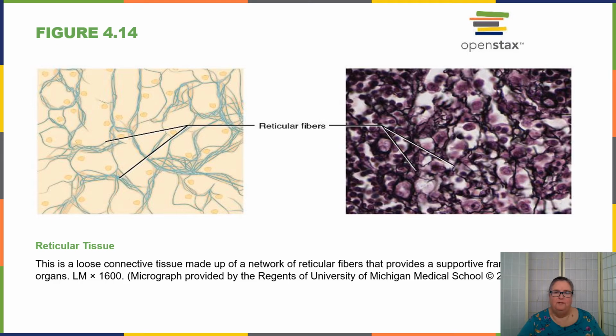An example of loose connective tissue, we see some reticular fibers, so these are small fibers, and these provide a supporting framework for organs. So this will be around the spleen, around the liver, and that's called reticular tissue or network. And you notice that it does have a distinctive look under the microscope.